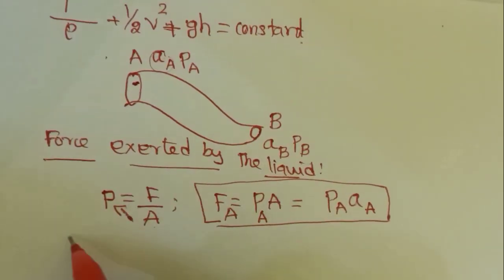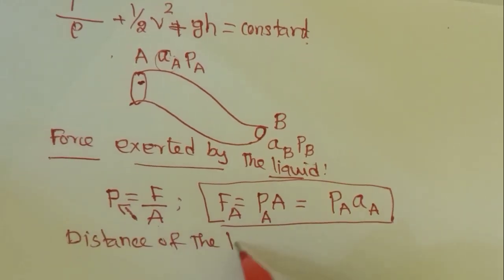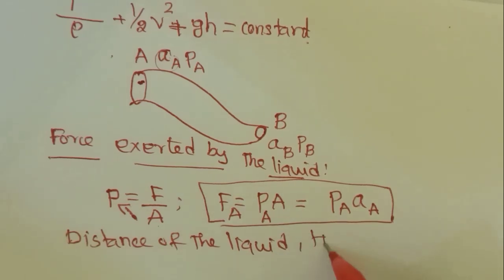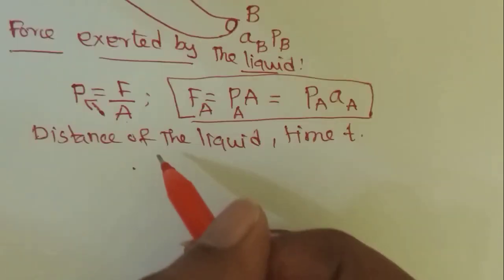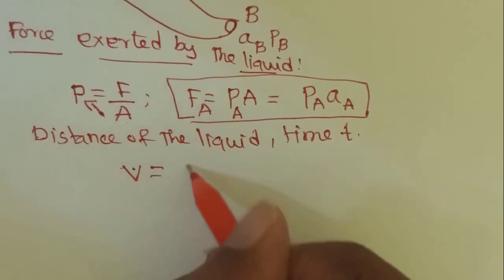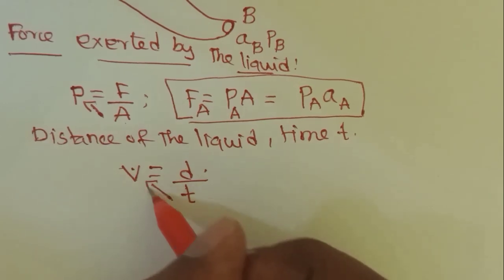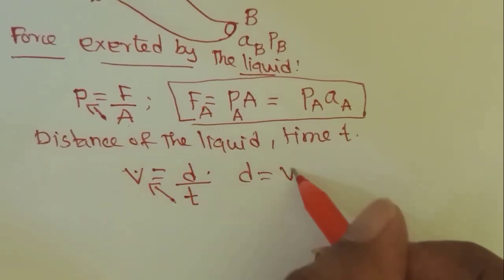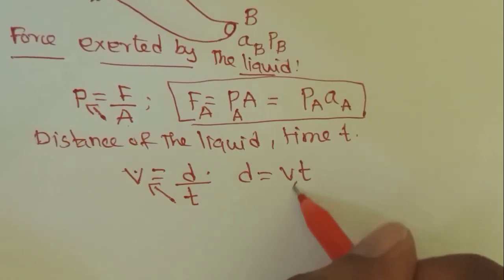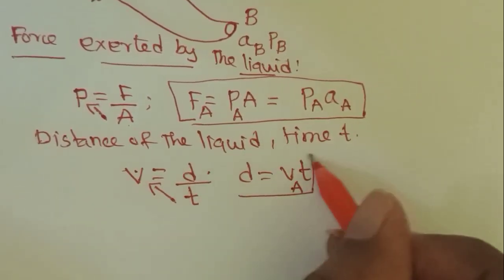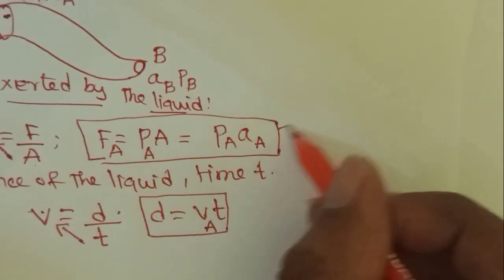Next you discuss the distance. You find the distance of the liquid, that means the distance the liquid will travel with respect to time t. You know the basic formula, velocity v equals distance by time. You want distance, so cross multiply, d equals v t. The area is a, so v a t. So distance you find and force also you find.